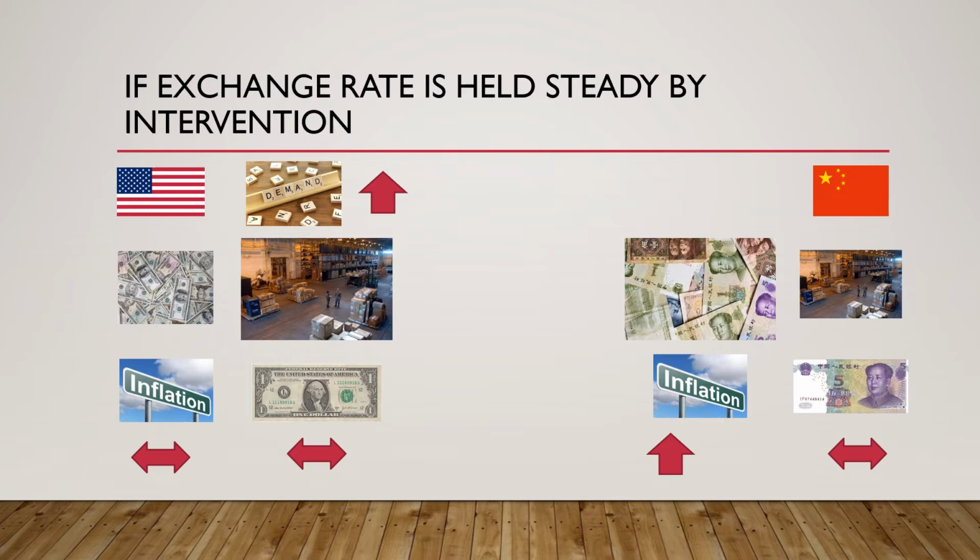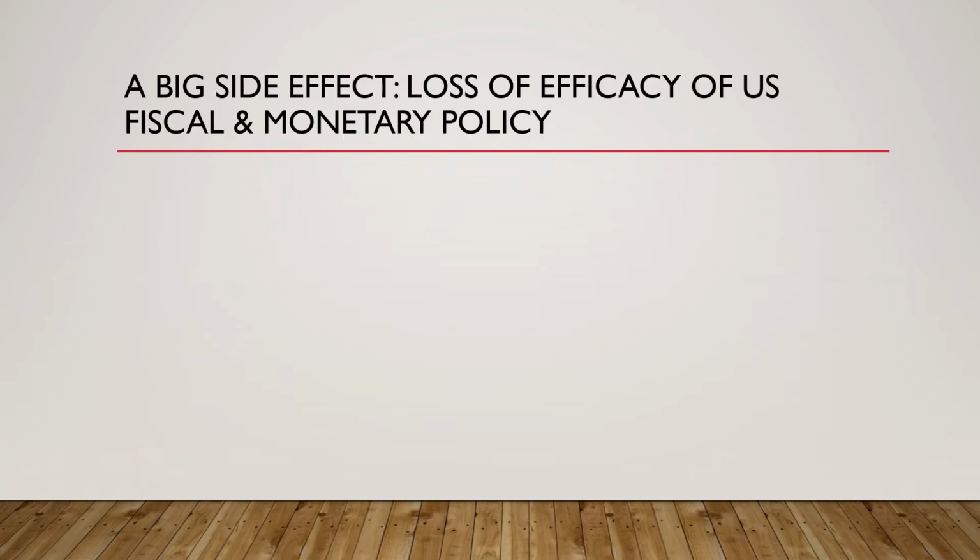However, in reality, this adjustment process is not allowed to take place. Since the yuan has been kept in a fixed or relatively tight range, what happens is the inflation levels in the US are steady, while that in China rises even further. So this policy of keeping the exchange rate relatively fixed by China has a big side effect, which is the loss of efficacy of the US fiscal and monetary policy.